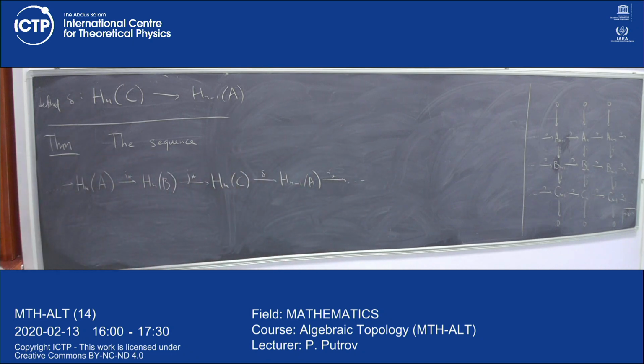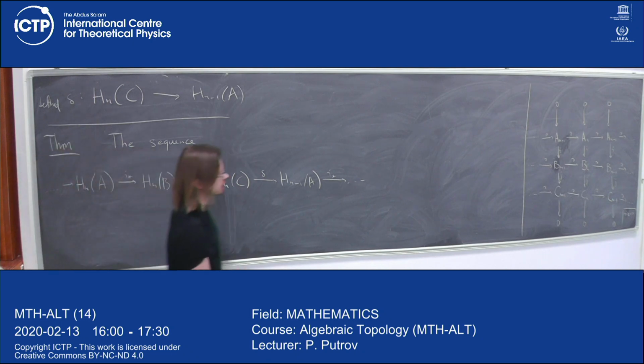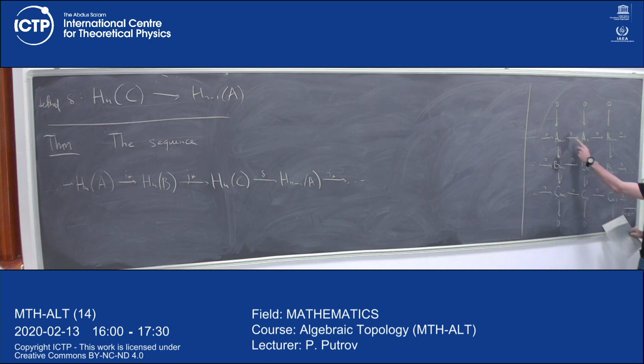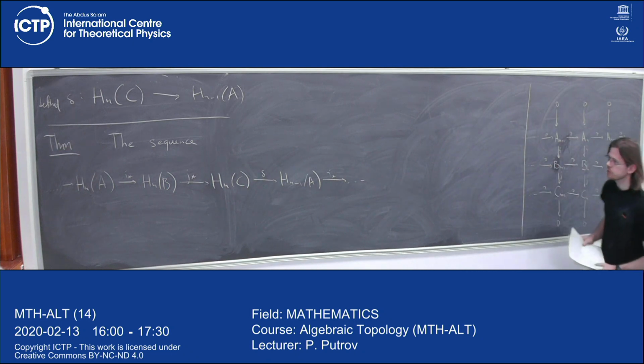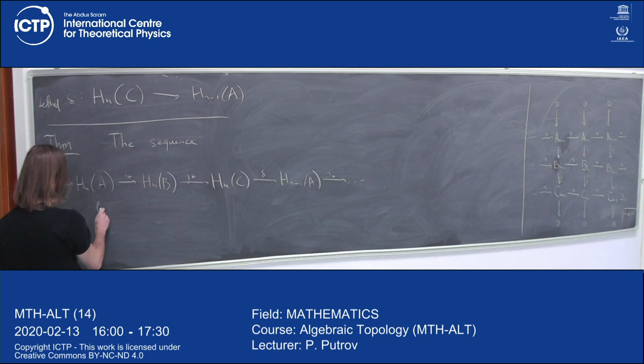So now everything here is defined, and to remind you, i star and j star are defined just because i commutes with d, so it is a chain map. The statement, shown before, is that this sequence is long exact.